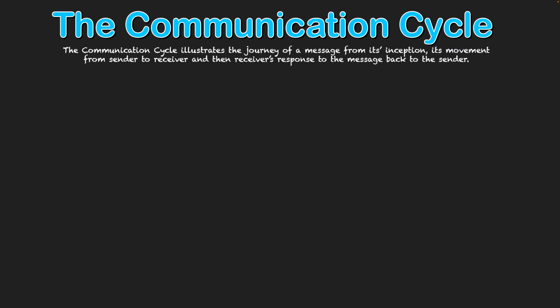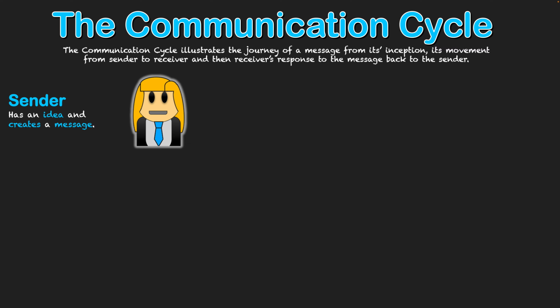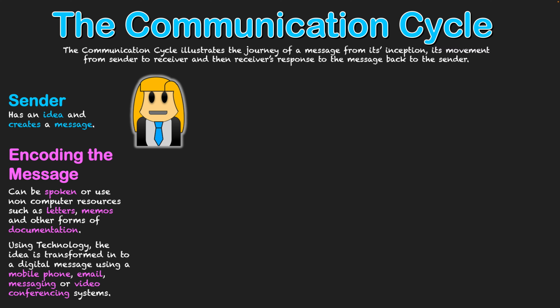So firstly, it all starts with the individual, okay? The individual who is the sender. They have an idea and they need to create a message. Okay, so that's the first step. We've got a message in my head. How am I going to communicate this? And that how leads us to our next point, which is that we need to encode the message.